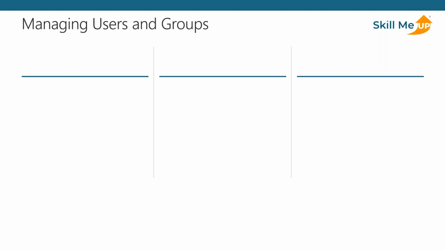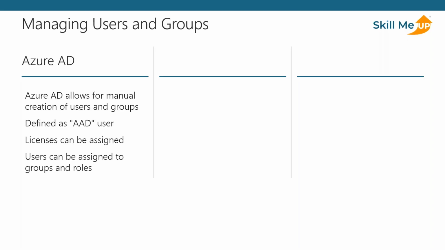Now, when it comes to managing the users and groups, we have our organization, our tenant, our subscriptions, and our licenses. Really, the day-to-day administration components are mapped around being able to manage users and groups. You can use Azure Active Directory, the Microsoft 365 Admin Center, or PowerShell to add users and groups and assign licenses. Azure AD allows for manual creation of users and groups.